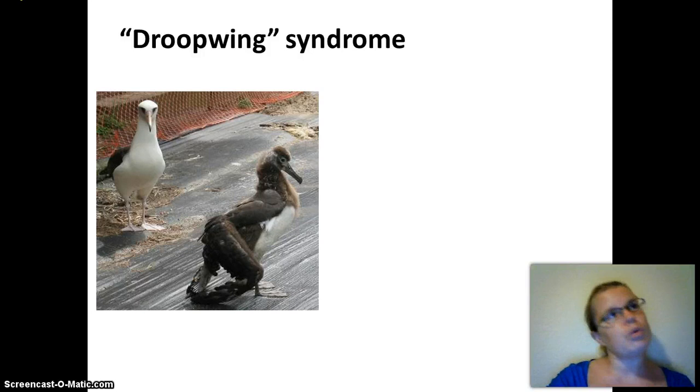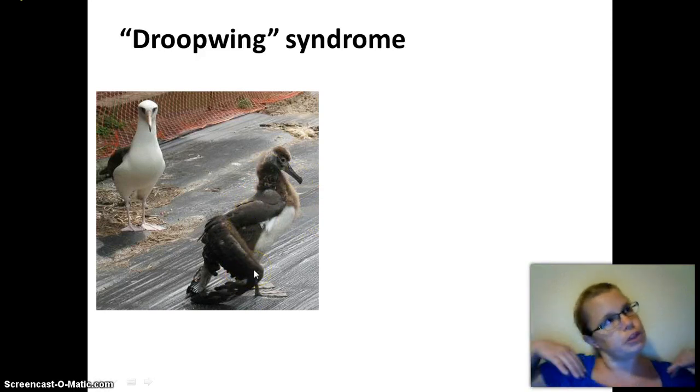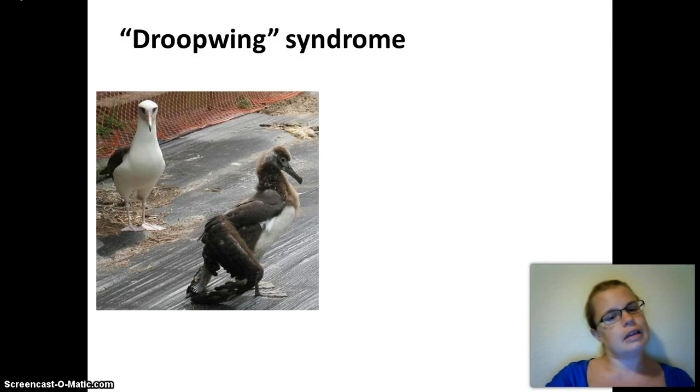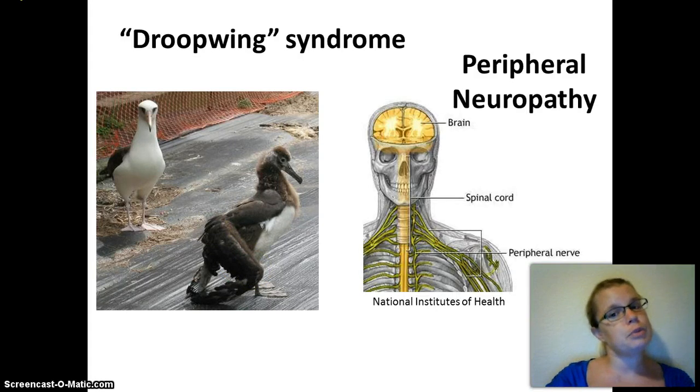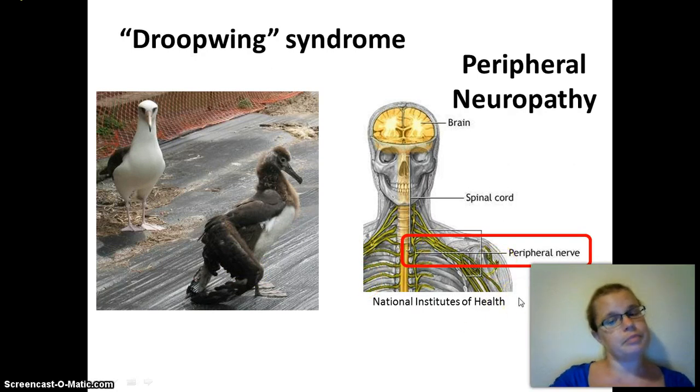Okay, so the problem we're going to be talking about with the albatrosses at Midway is called droop wing syndrome. This is when the birds, the chicks especially, are not able to hold their wings up. Their wings are drooping. The medical term for this is peripheral neuropathy. It's when one of your peripheral nerves, which go from the spinal cord out to the rest of the body, isn't working properly for some reason. This could be for a variety of reasons. It could be due to trauma, it could be due to poisoning, all kinds of different things.